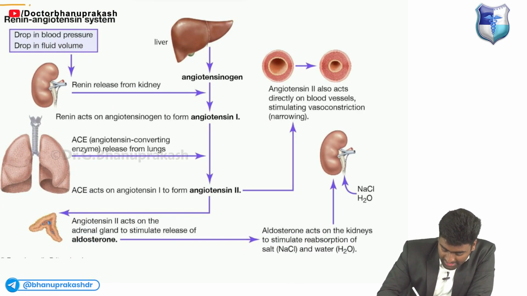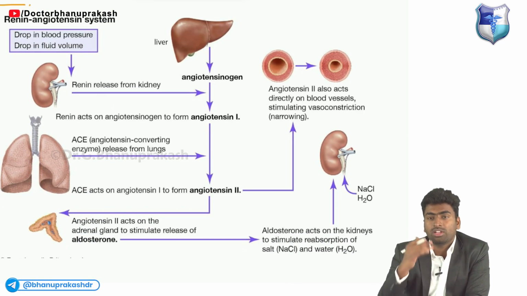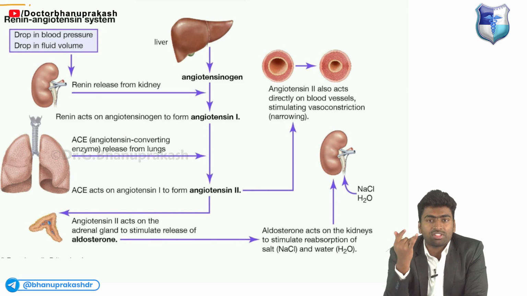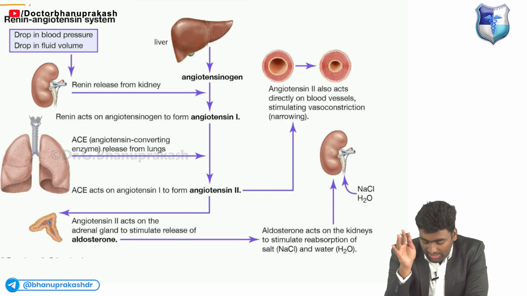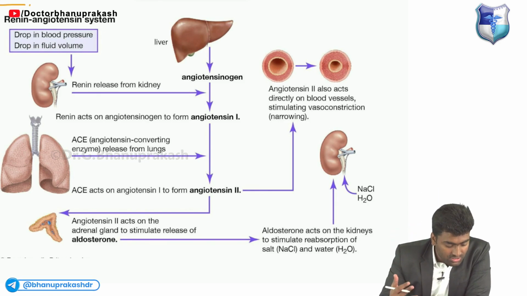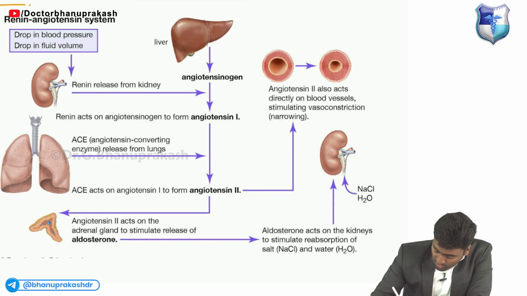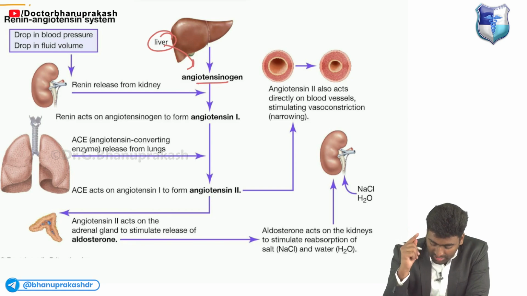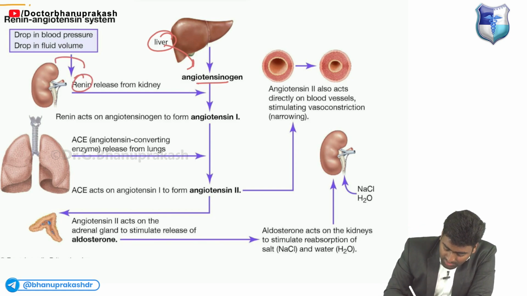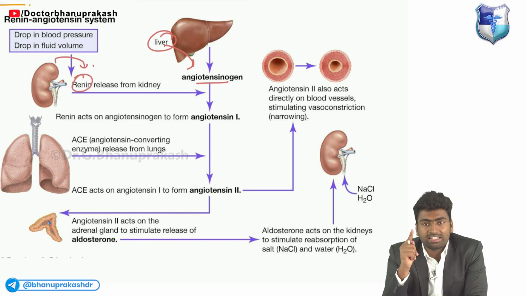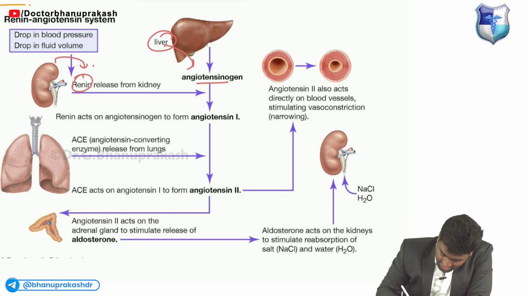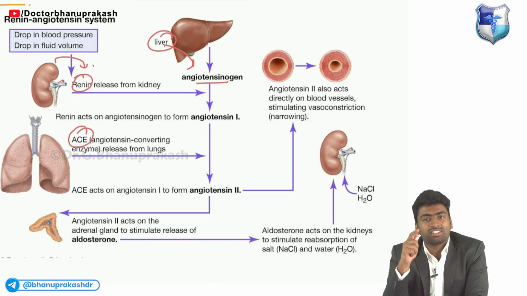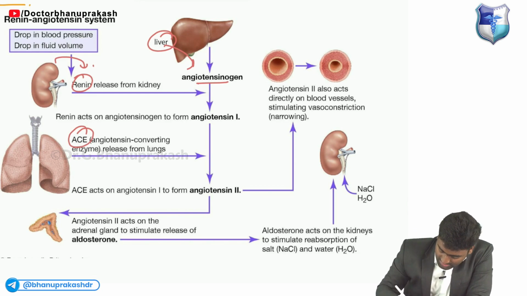Next, about the RAS mechanism. You need to know that when there is hypotension, this RAS mechanism activates. They will ask you the origin of these components. For example, angiotensinogen will be secreted from the liver. Remember, from the liver. Renin will be released from the kidney. And the enzyme known as angiotensin converting enzyme will be from the lungs.